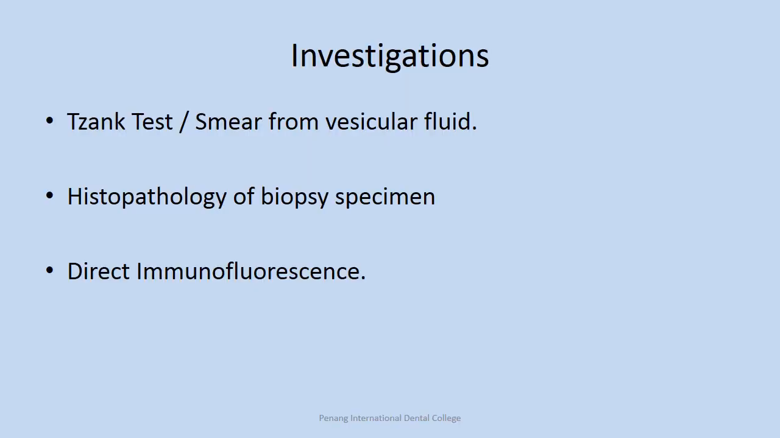Okay, so coming to investigations in this case, for patients who come with suspected pemphigus, the first investigation that we can do, a chairside investigation, is called the Tzanck test or the Tzanck smear, which is basically rupturing an intact vesicle or bulla, collecting the fluid and making a smear, just like we make an oral smear, to look for Tzanck cells. Now Tzanck cells are basically degenerating epithelial cells, which were of great significance in the diagnosis of pemphigus before the advent of immunofluorescence testing.